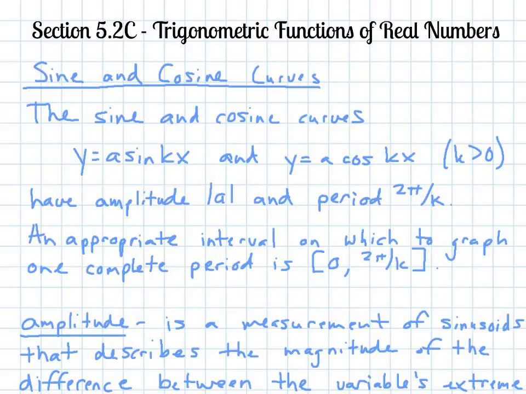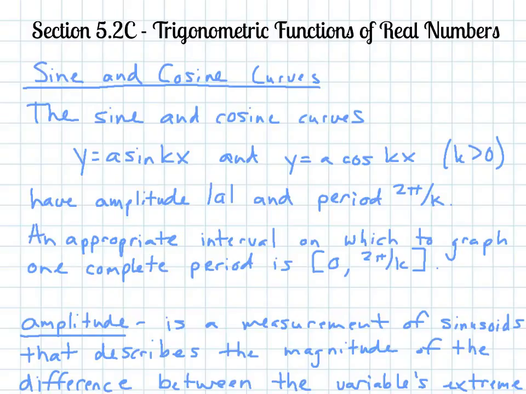So the general equation should be y equals a sine kx and y equals a cosine kx, where k is going to be greater than 0, because we don't want to have a negative period, because that would go in on itself and that would not make sense.